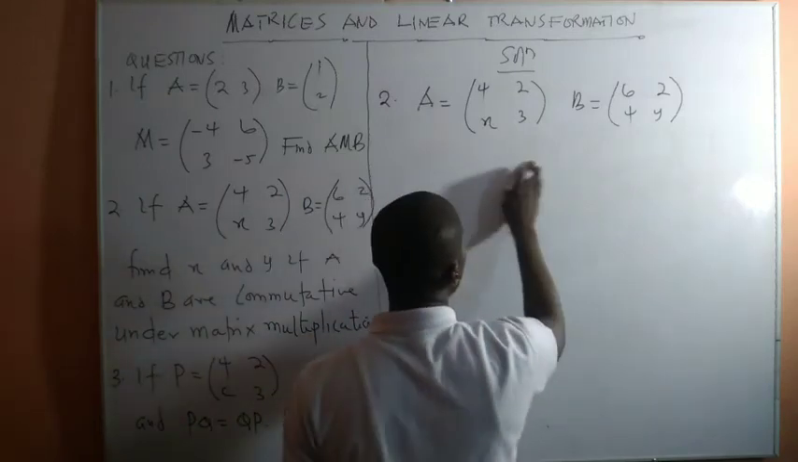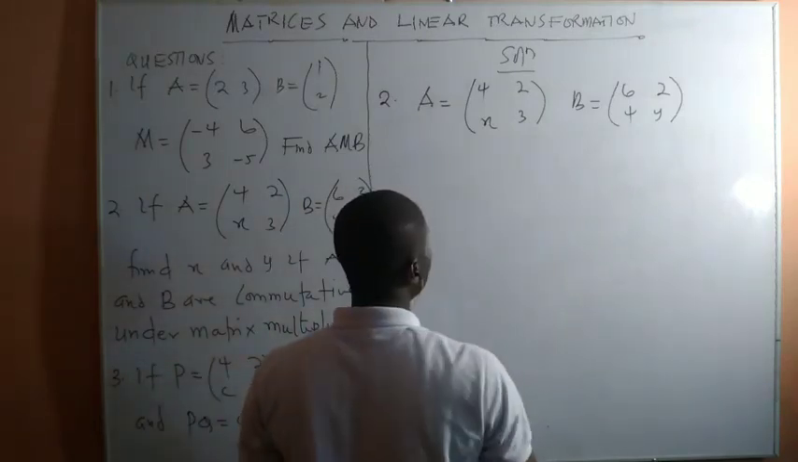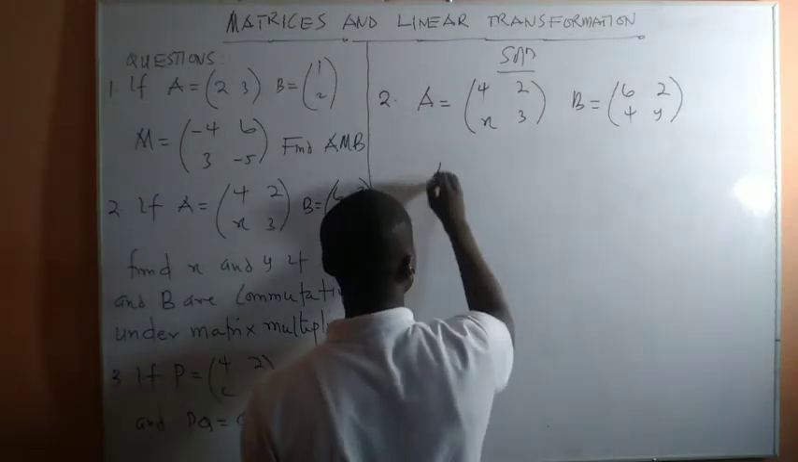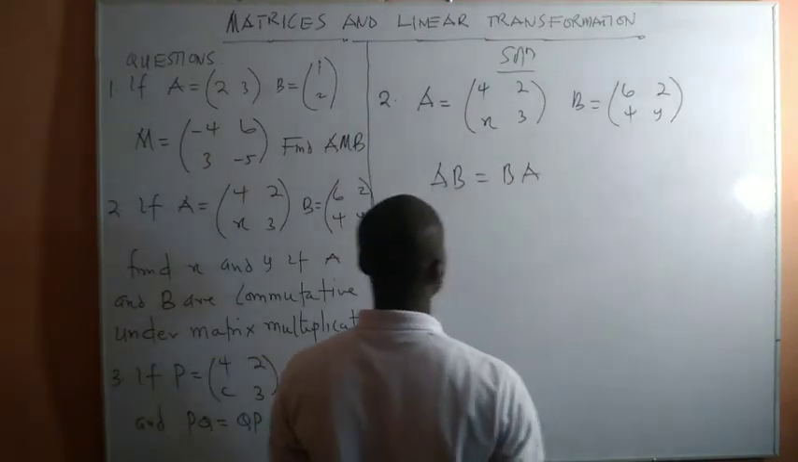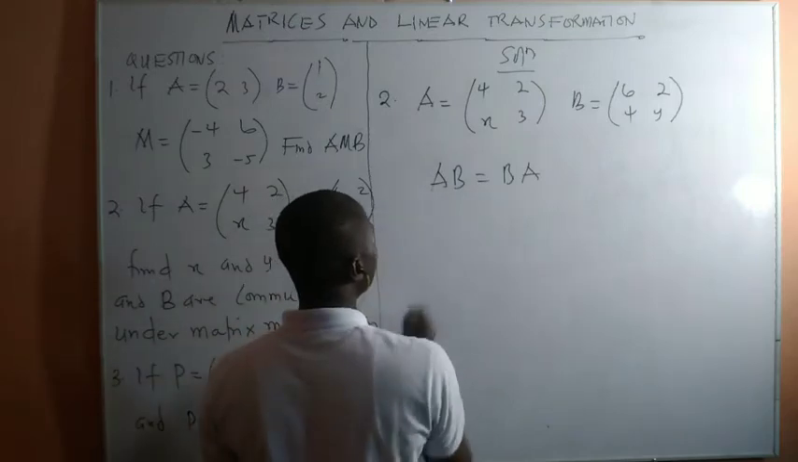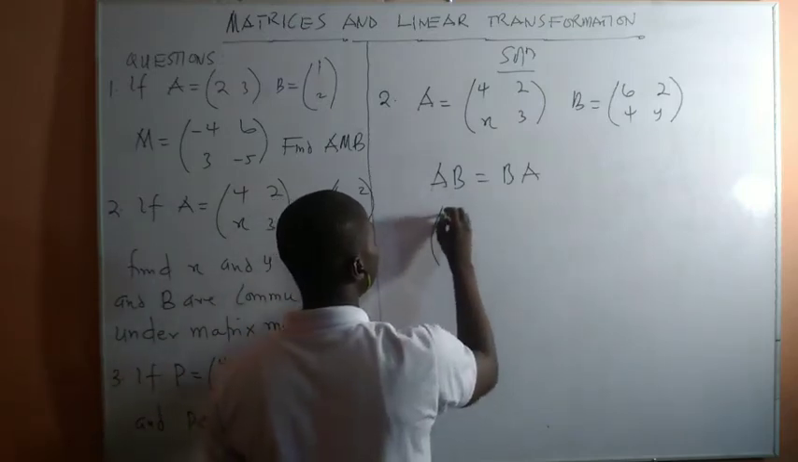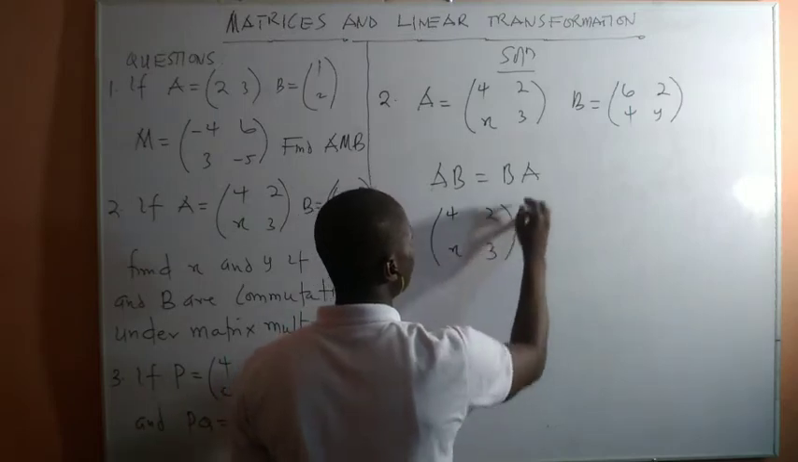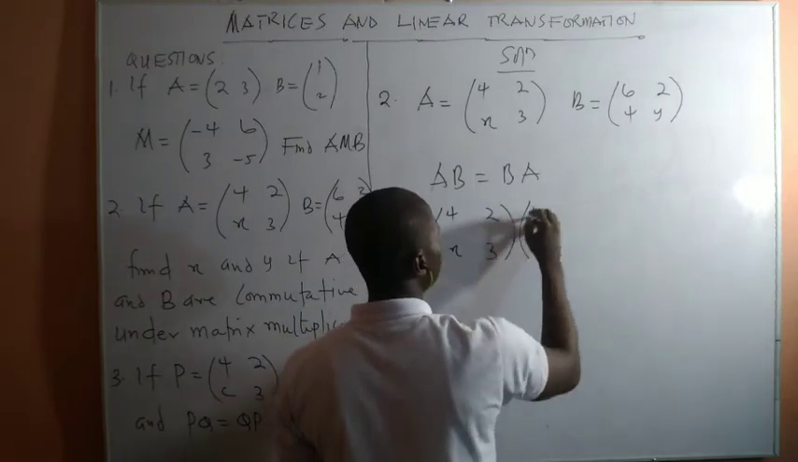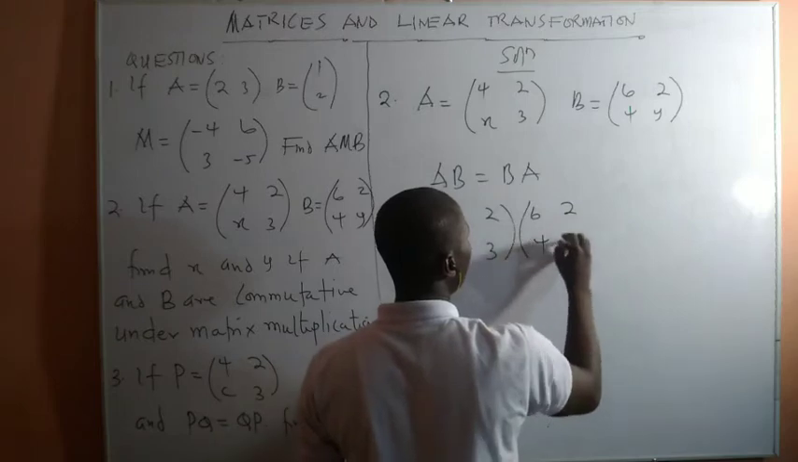And if only A and B are commutative under matrix multiplication, then it means that AB will be equal to BA. That's the condition we are given. So our AB will be equal to, the matrix A is 4, 2, x, 3. The matrix B will be 6, 2, 4, y.